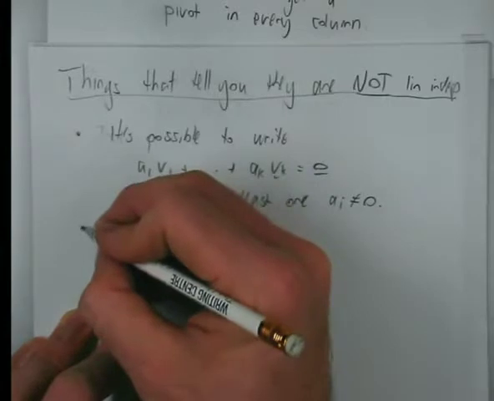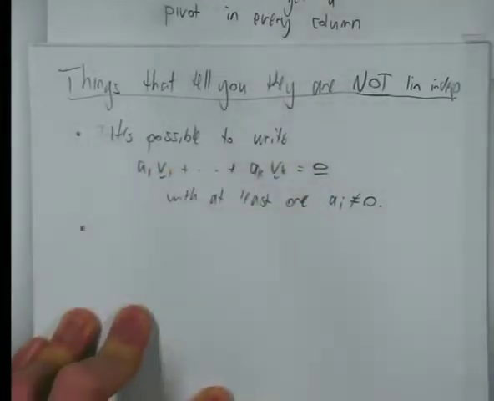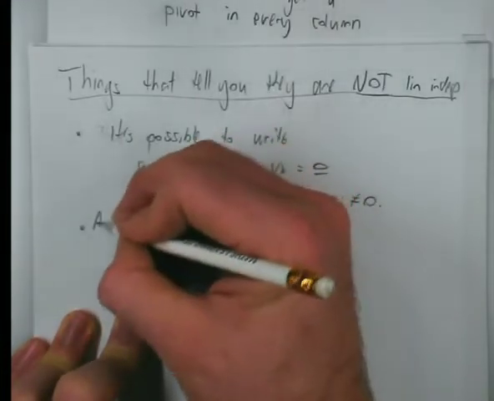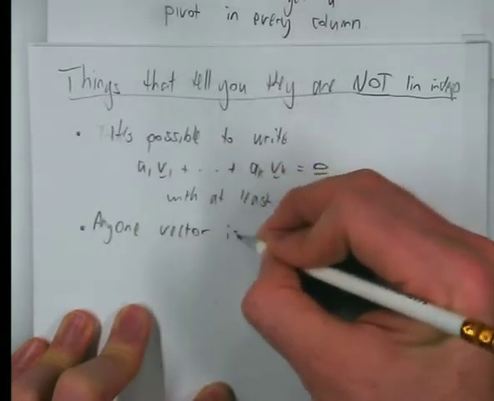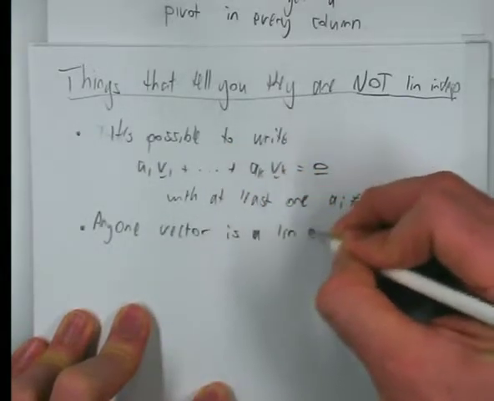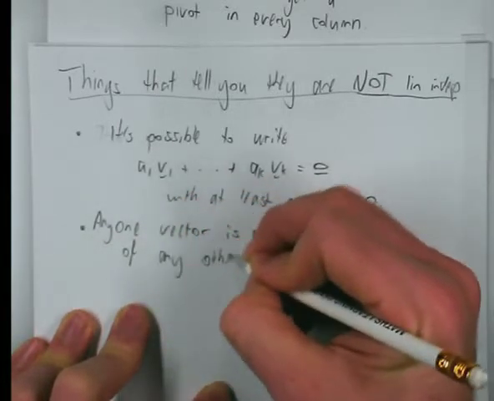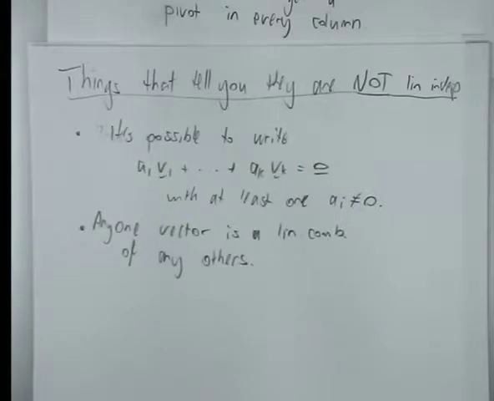Okay, the next thing on the list is that any one vector is a linear combination of any others. Okay? I don't need one of them to be a linear combination of all of them, because I can just chuck zeros in for the others. So if any one vector is a linear combination of any of the others, even if it's just one of the others, then it will be linearly dependent.